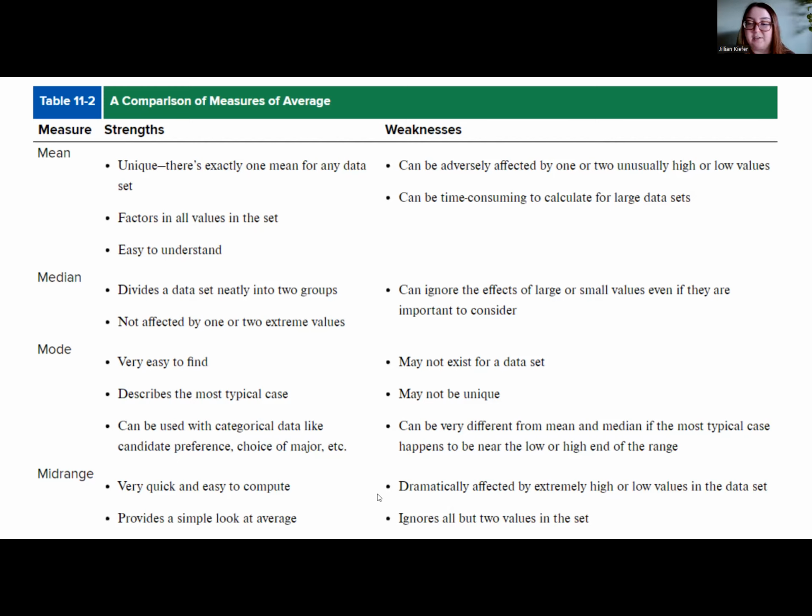But it is dramatically affected by extremely high or low values in a data set. It also ignores all but two values in your set. So it's really only taking into consideration two pieces of what might be a very large set. So we see that there are definitely strengths and weaknesses for every type of measure of average that we have here. And so when it comes to measuring an average for certain situations, we can always try to pick and choose which one would be the best explanation for our data in this case. Unless you're just told which one to use, then make sure to use that one.